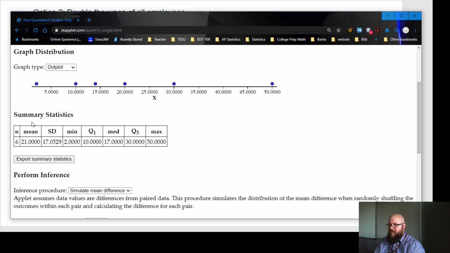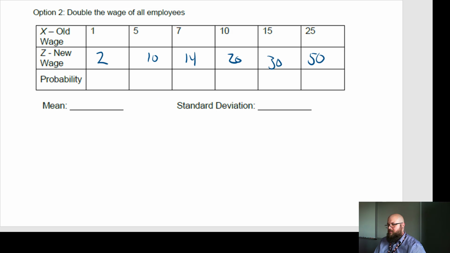All right, and when we do that, look at that, the mean doubled. It went from 10.5 and you multiply it by 2, it went up to 21. Now what happened to our standard deviation? Looks like our standard deviation doubled as well. So exactly like the big ideas told us what was going to happen, that did actually happen. So we got 17.0529, and we had 21.